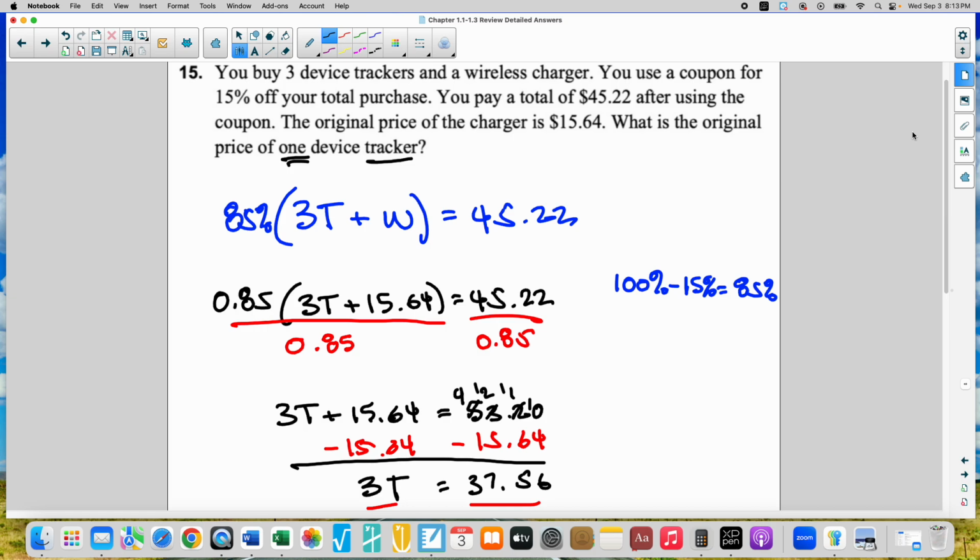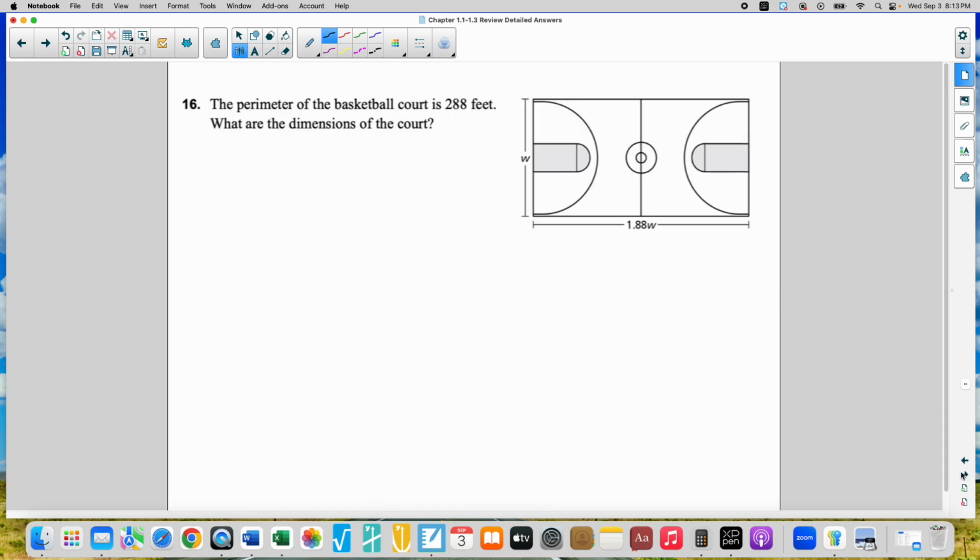Isn't it great to be able to do crazy math? That's a pretty challenging problem, and you were able to write an equation and solve for it and solve a really challenging problem. Nice job. The perimeter of the basketball court is 288 feet. What are the dimensions of the court?